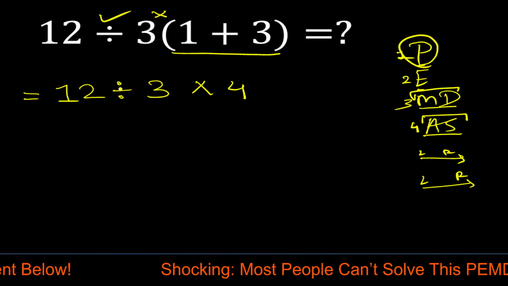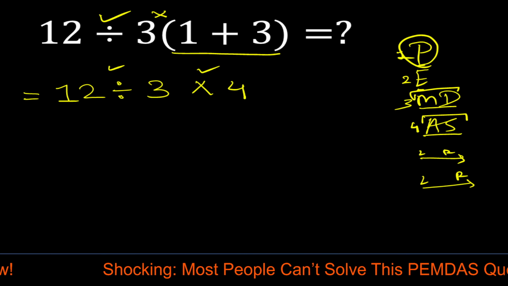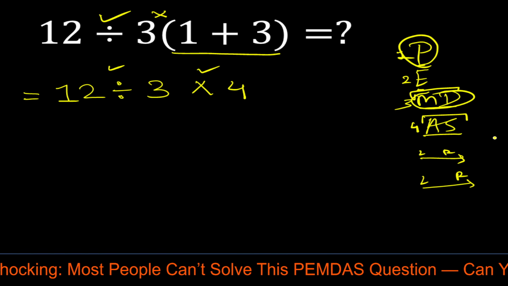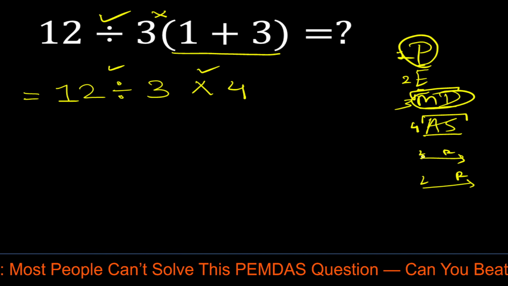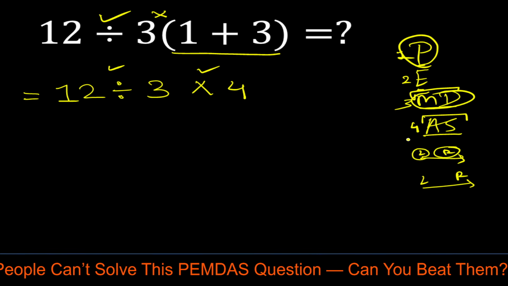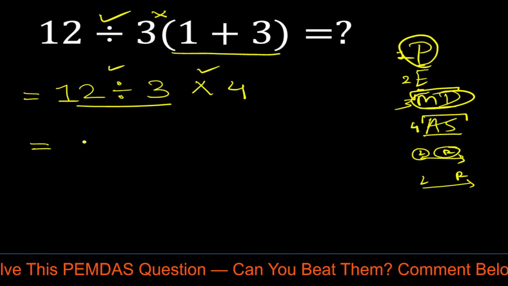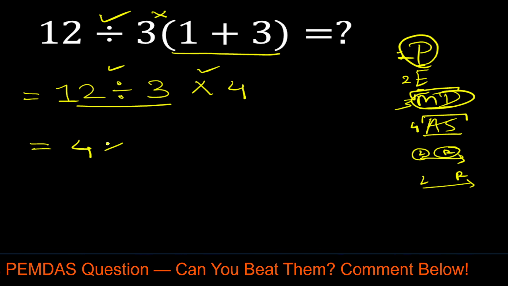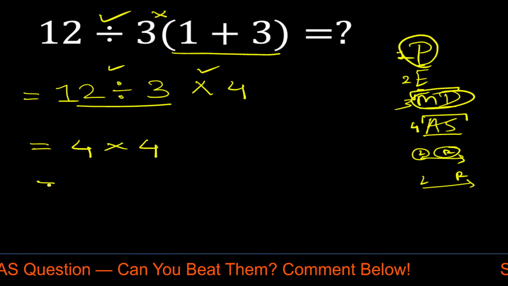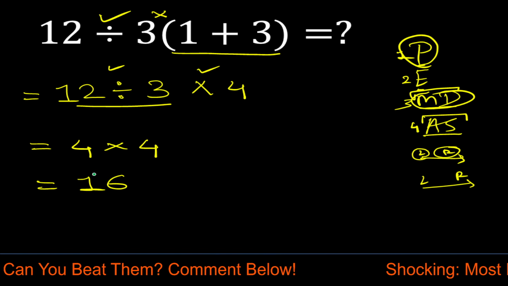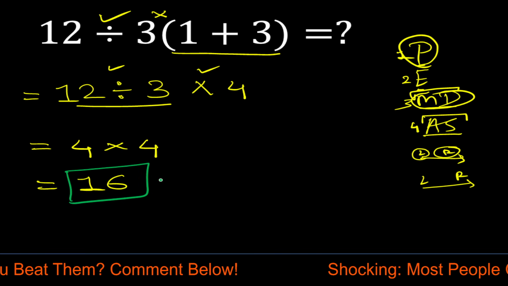So times 4, right? Now here we have division and here multiplication. So multiplication and division both have equal priority. So we have to solve it from left to right. So first we have to solve this division, right? So 12 divided by 3 is equal to 4 times 4. Now 4 times 4 is equal to 16, right? So the correct answer is 16.